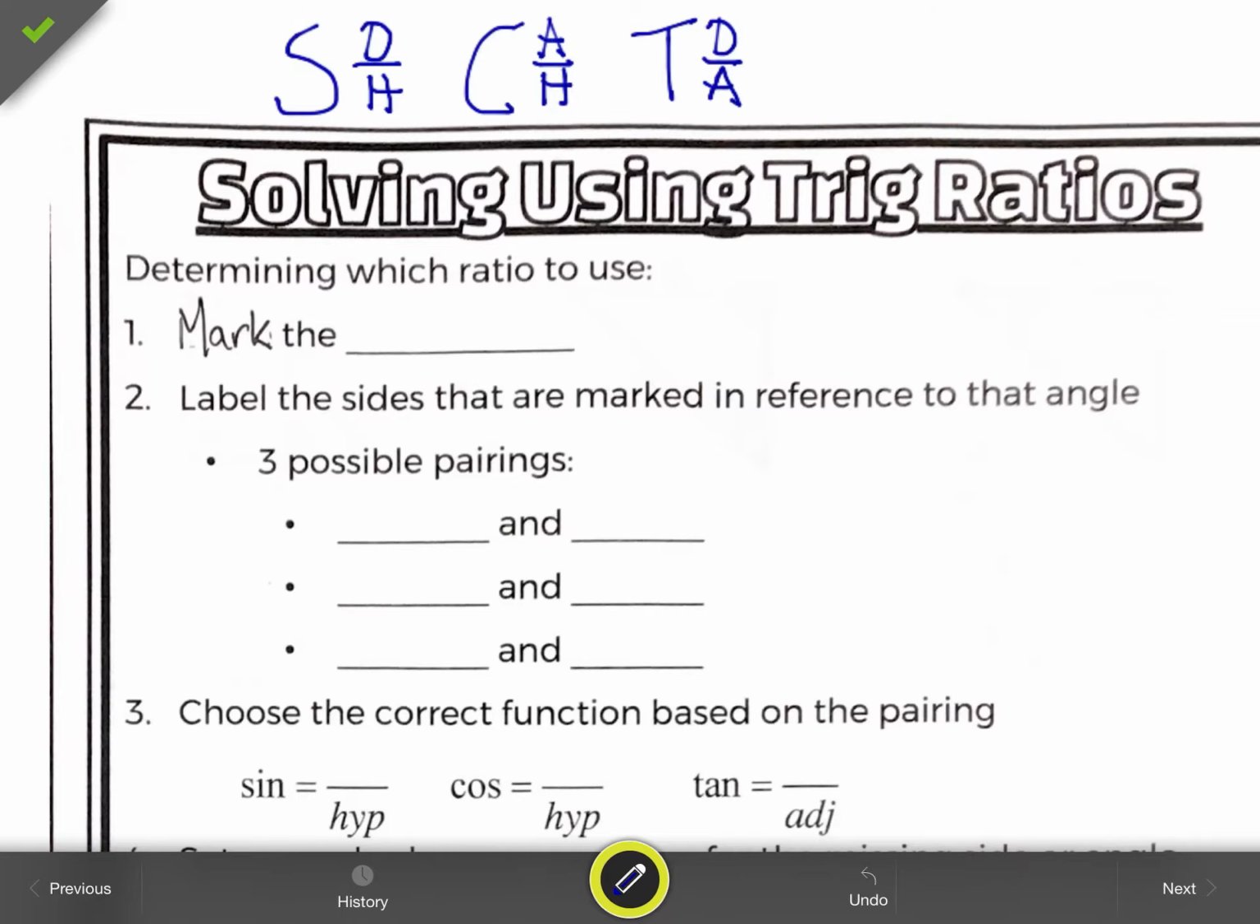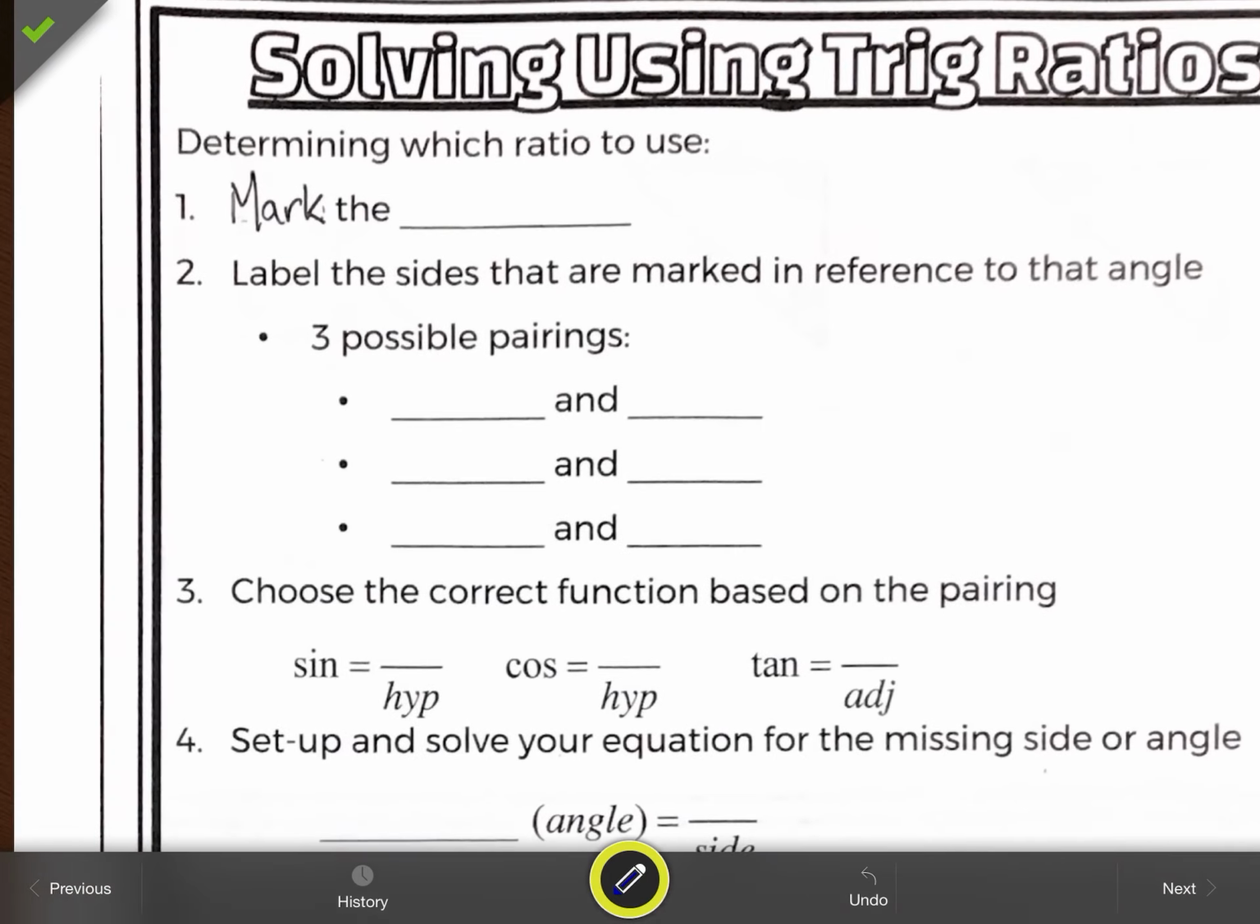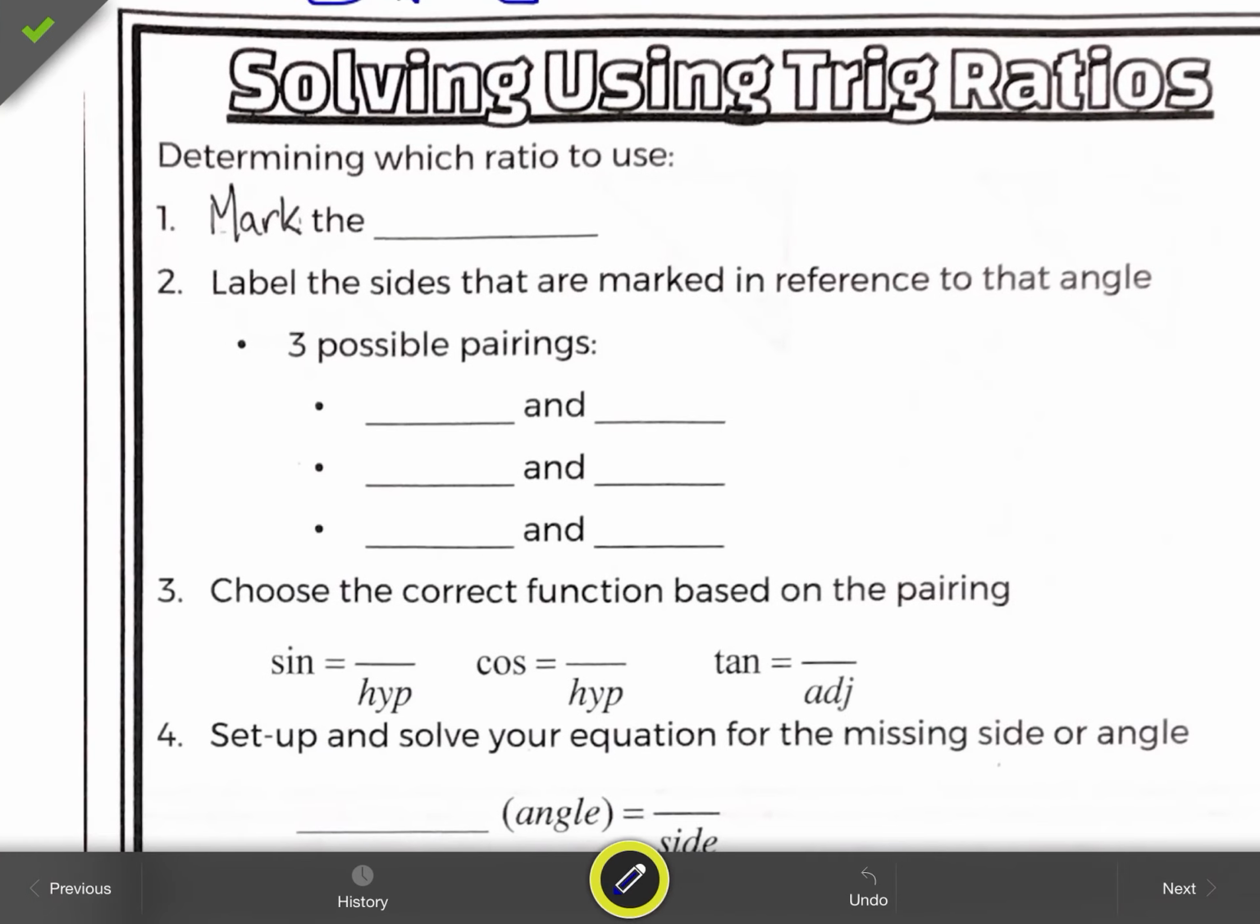So here are the steps you're going to take. You have to figure out which ratio to use based on the picture that they gave you. So you're going to mark your angle. Mark the angle that they are giving you. You'll notice if you look down at the bottom, there's only one angle that has a number in it. That's the angle you want to mark. Not the 90-degree angle. Remember, we don't use the 90-degree angle to write trig functions.